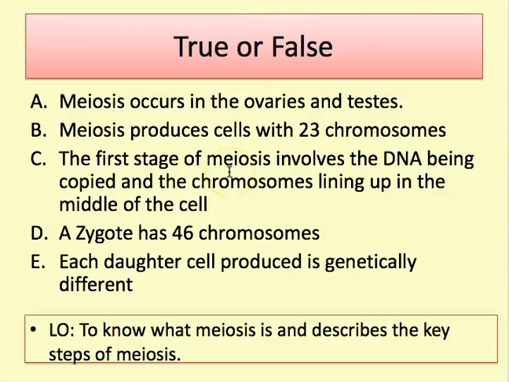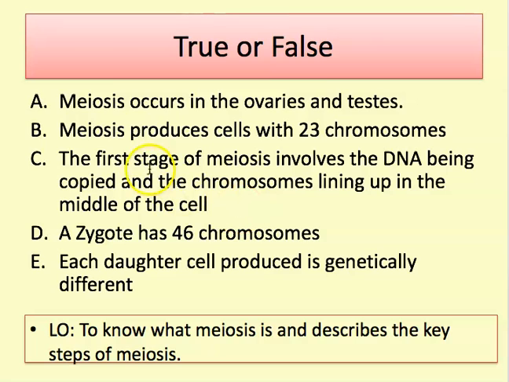Okay, hopefully you did pause that. So meiosis occurs in the ovaries and testes. That is true. Meiosis produces cells with 23 chromosomes. That is also true. Part C, the first stage of meiosis involves the DNA being copied and the chromosomes lining up in the middle of the cell.